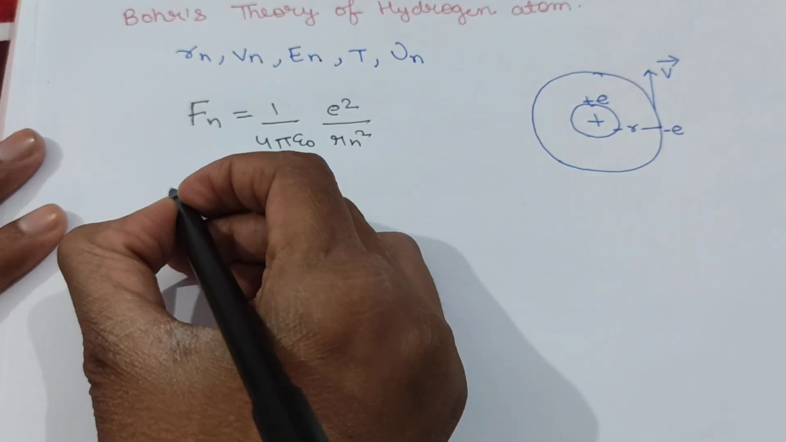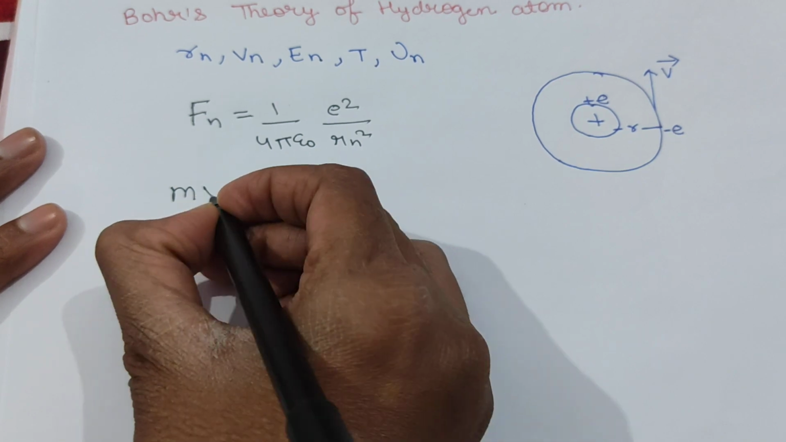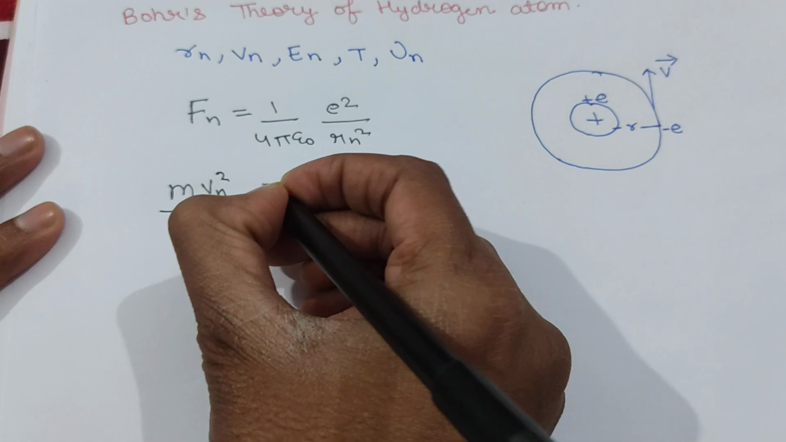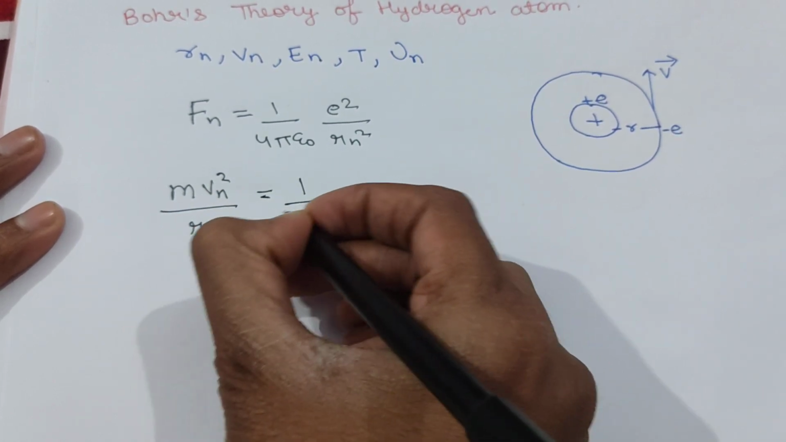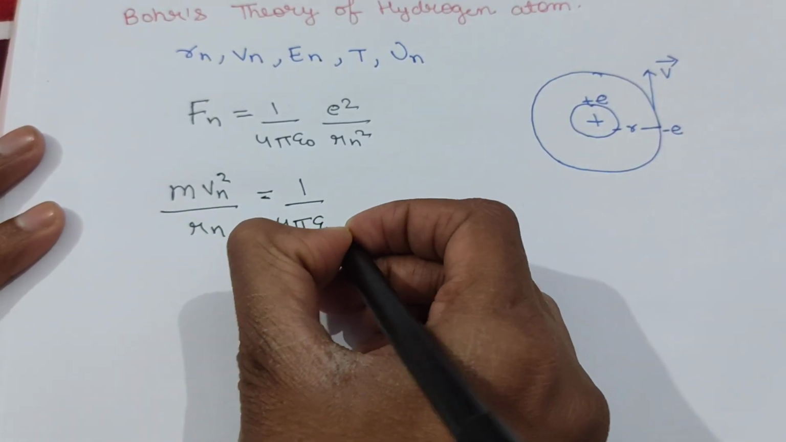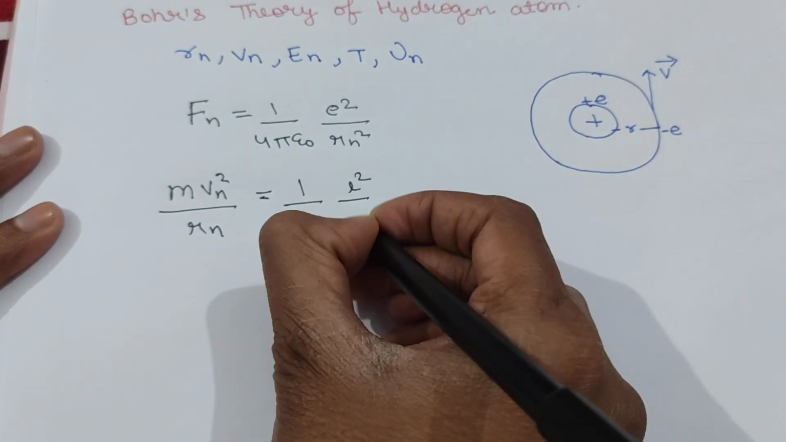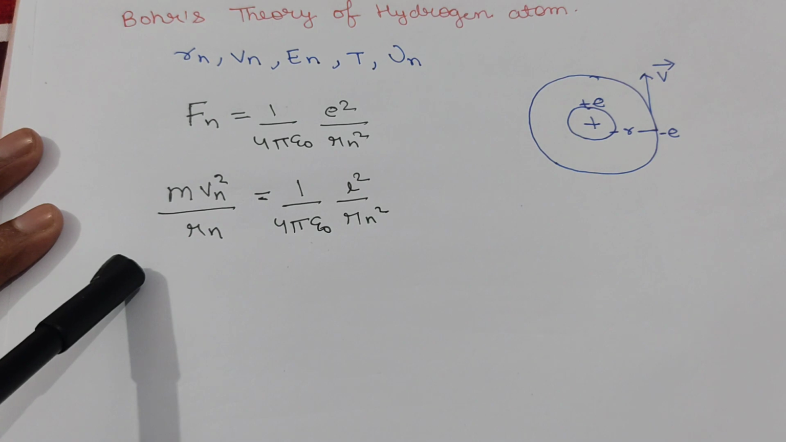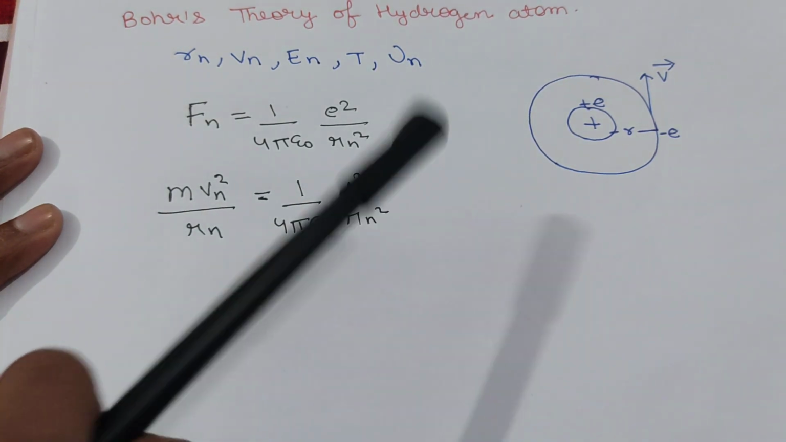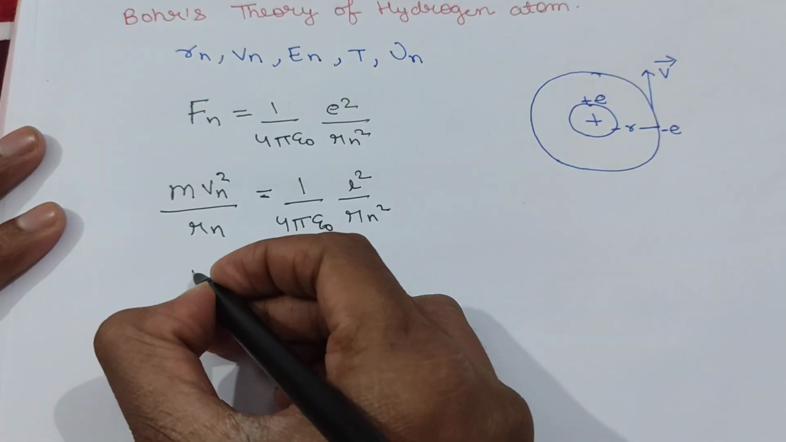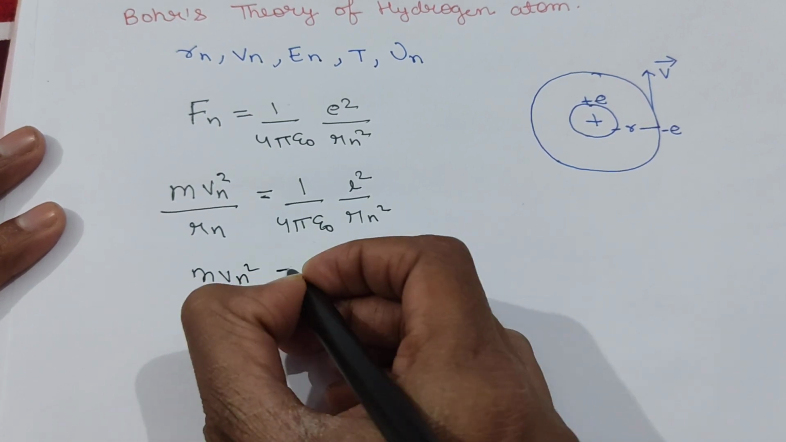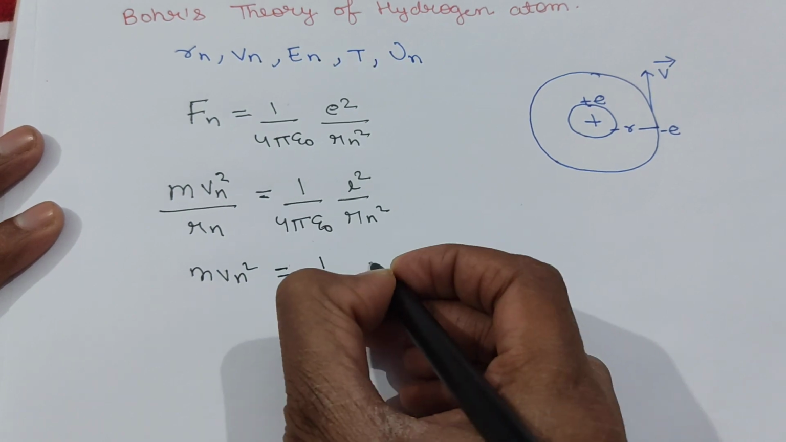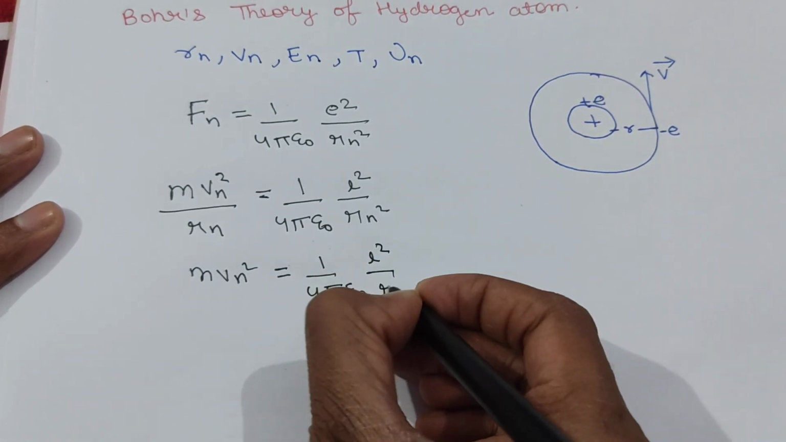So here we can write mvn square by rn equals 1 by 4 pi epsilon naught e square by Rn square. From here we can cancel one Rn from each side. So we have mv square is equal to 1 by 4 pi epsilon naught e square by Rn.